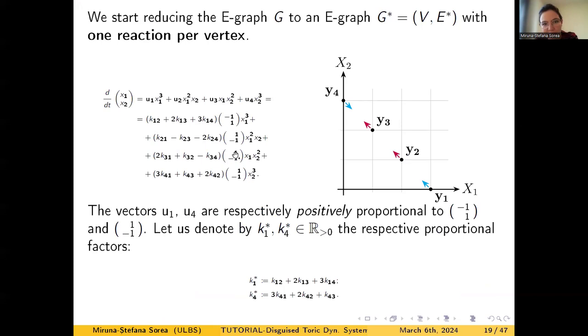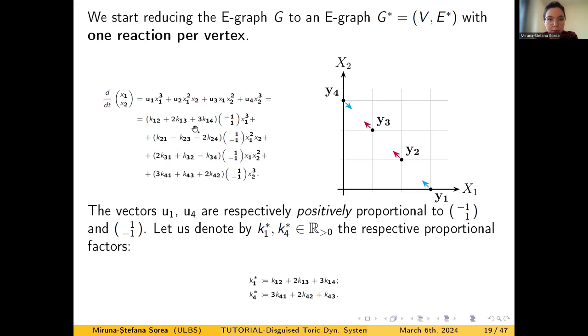Same for each of the vertices. Do the same thing. Note that for the last one, for the fourth vertex, it is the opposite. You take 1, -1 as a vertex. And notice, please, that the first and the last one only have positive coefficients. We call them U1 and U4. We say that U1 and U4 are positively proportional to their corresponding vectors. And we can take the notation for this proportionality factor, k1 star, k4 star, coming from this parenthesis.